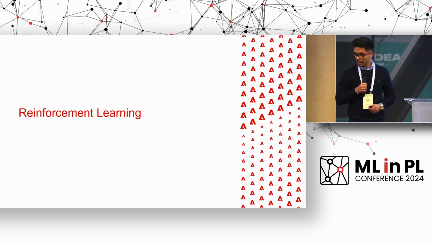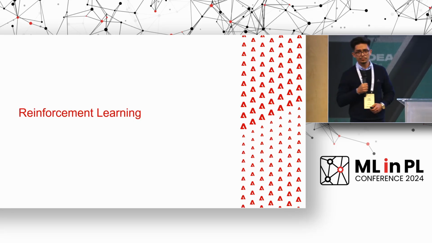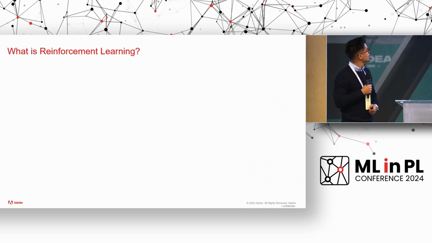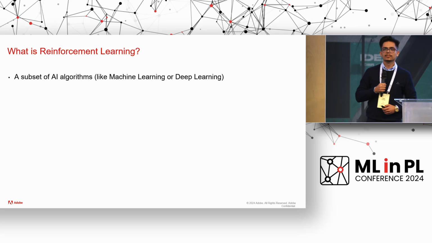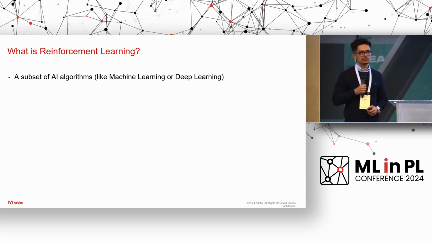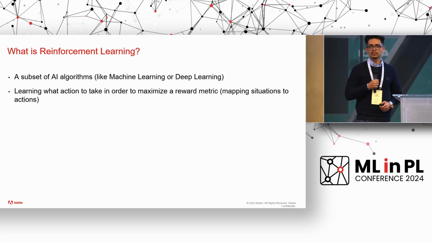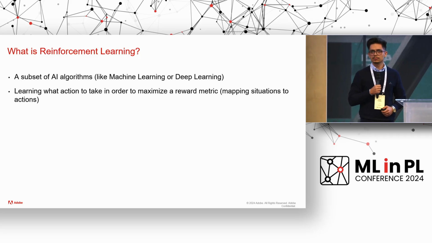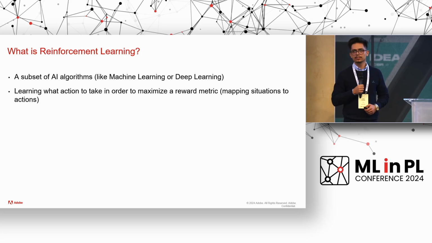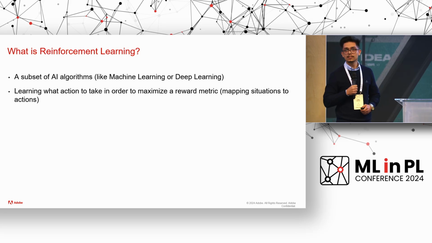But let's go back a little bit and talk about reinforcement learning. I'm sure most of you are familiar, but we'll do a quick recap. So what is reinforcement learning? It's basically a subset of AI algorithms like machine learning or deep learning. And the purpose of reinforcement learning is to learn what action to take in order to maximize the reward metric. So mapping situations to actions in simple words.